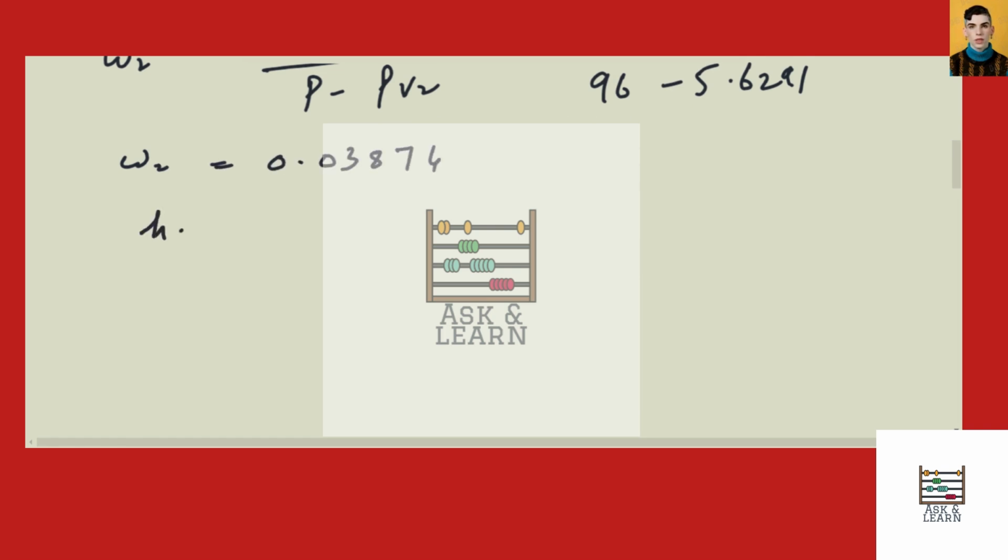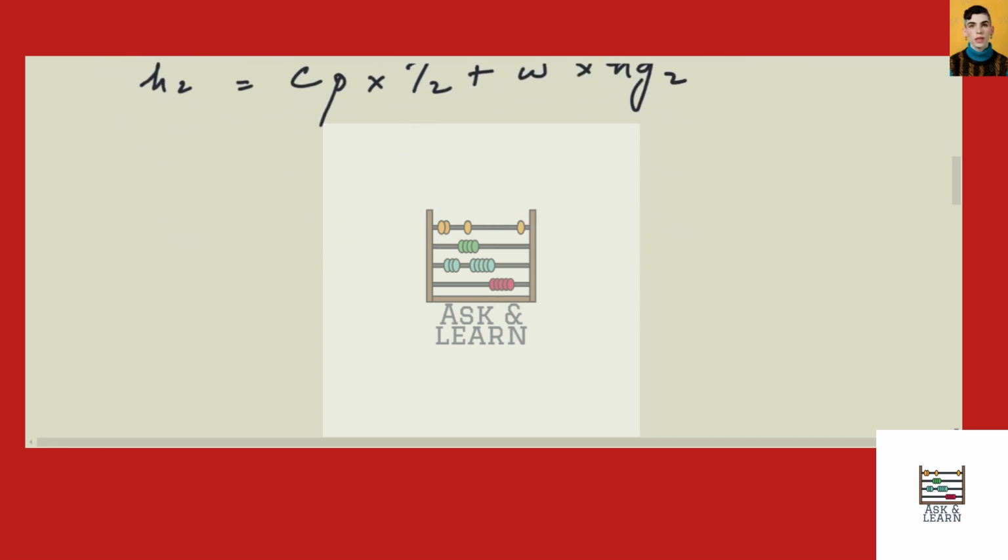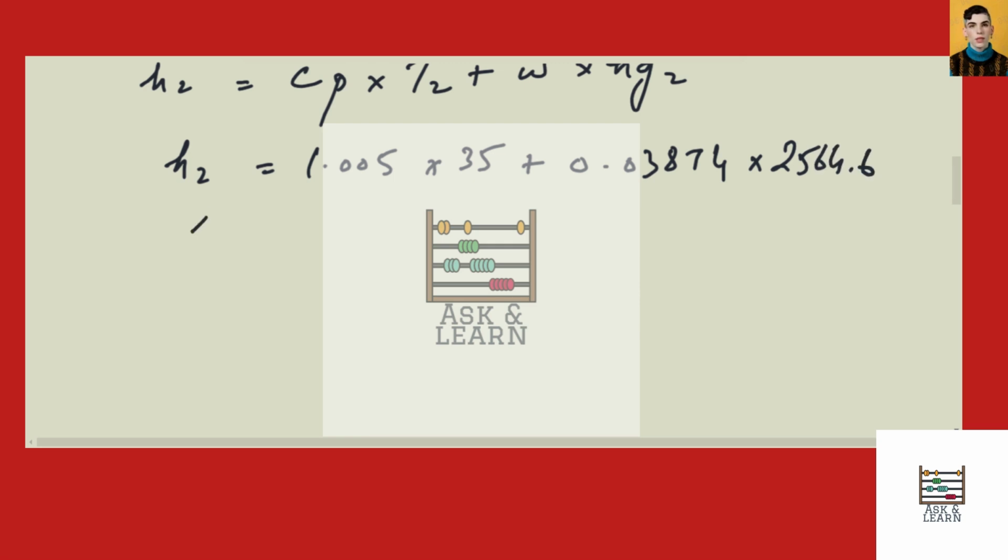0.03874, and H2 is equal to Cp into T2 plus W into Hg2. Then we have H2 is equal to 1.005 multiplied by 35 plus 0.03874 multiplied by 2564.6, and H2 is equal to 134.52 kilojoules per kg.